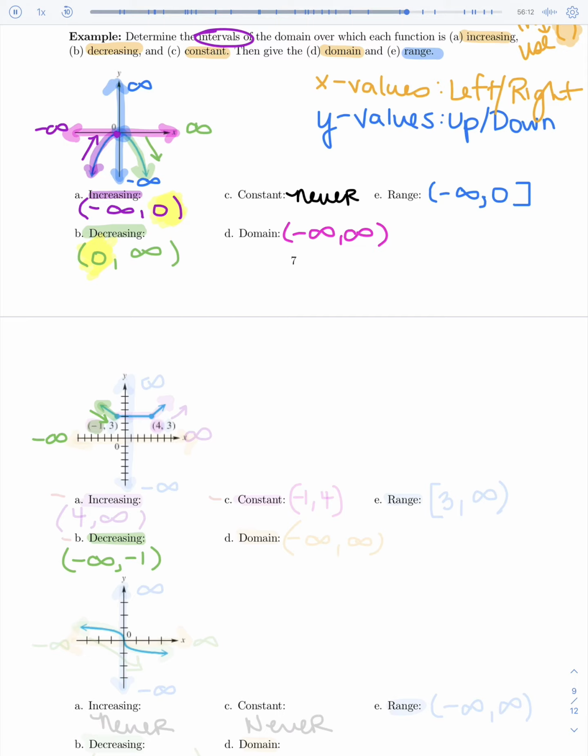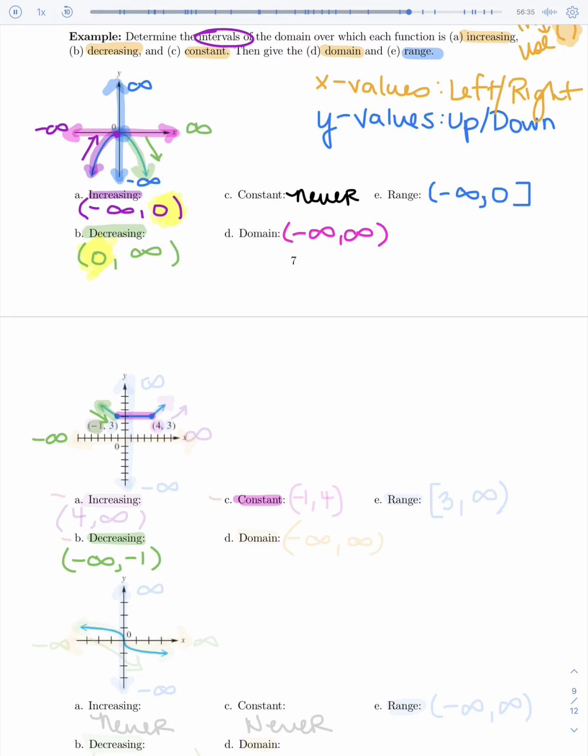Okay, keep on tracing my graph from left to right. Let's see what comes next. From left to right is this little middle piece. What do we notice about the middle piece? It's not going up or down from left to right, so that's our constant piece. So let's take a look at our constant piece here.